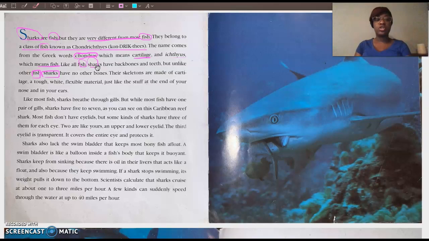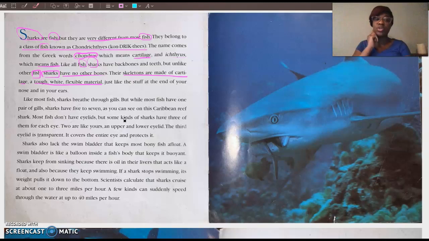Like all fish, sharks have bones and teeth. But unlike other fish, sharks have no bones. So now we're learning sharks have no other bones. We know that their skeletons are made of cartilage, and that's a tough, white, flexible material, just like the end of your nose and ears. All right, let's continue reading.